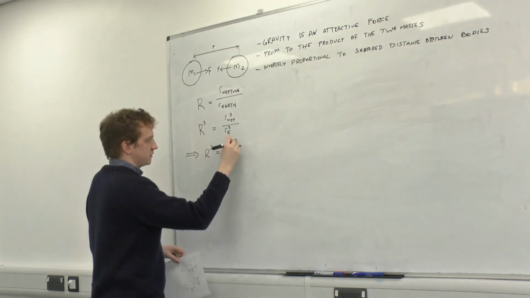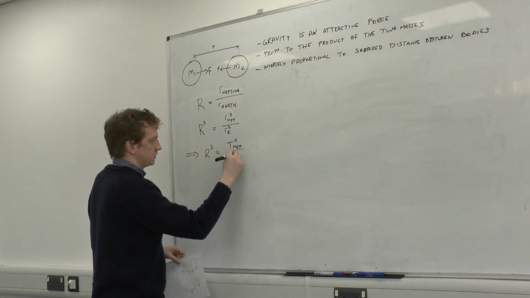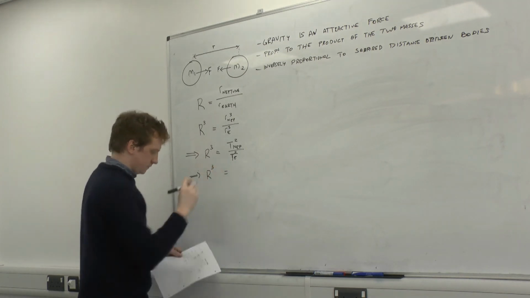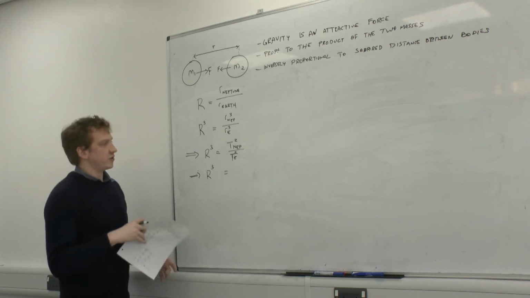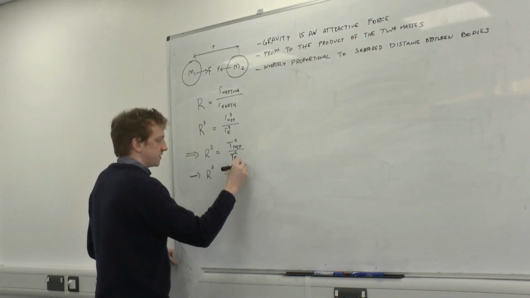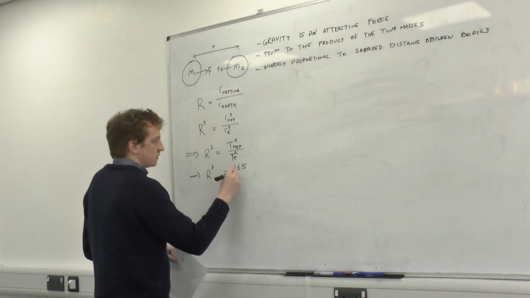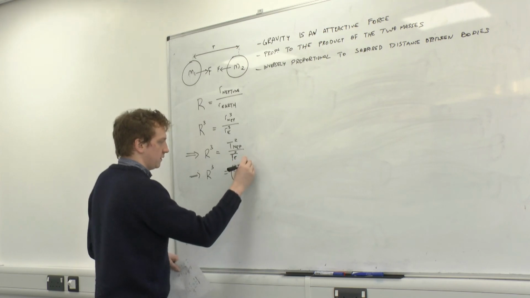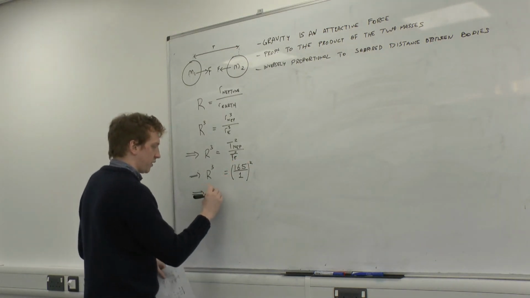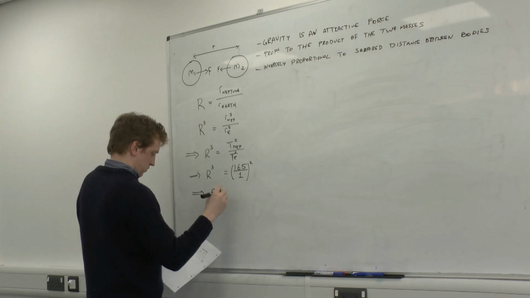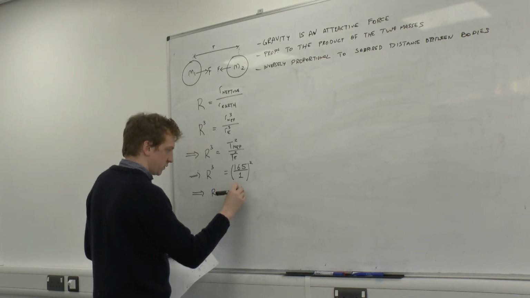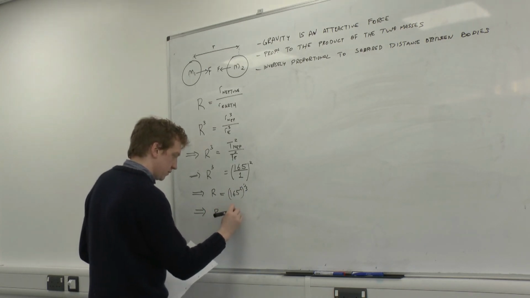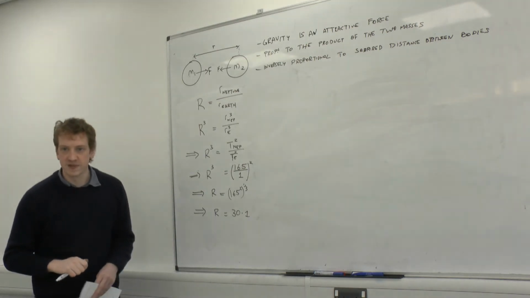So we have T Neptune squared over T Earth squared. And the orbital period of Neptune is 165 Earth years, and the orbital period of Earth is just 1 year. So that means R equals 165 squared to the power of 1/3, which means R is 30.1. And that's the final question.